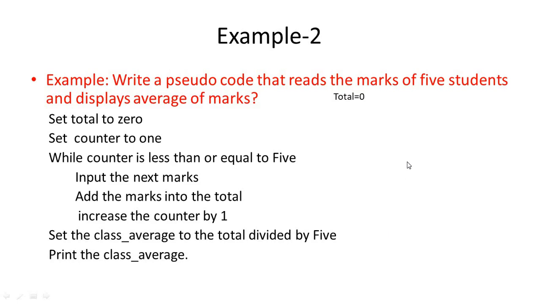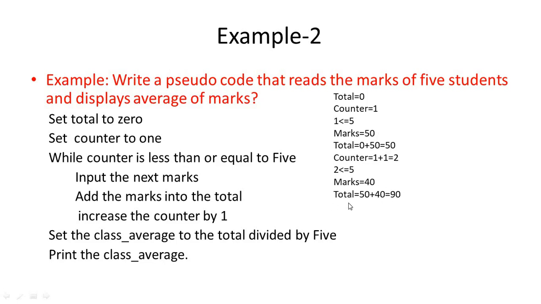See one example. I have taken total equal to 0, count equal to 1. 1 is less than or equal to 5, true. Read the marks as 50. Add to total, 0 plus 50 becomes 50. Increase the counter by 1, which becomes 2. 2 is less than or equal to 5, true. New mark 40. Total becomes 50 plus 40, 90.